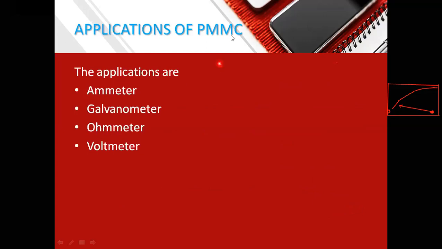Coming to the applications of PMMC, PMMC are used for meters which measure current, galvanometers which measure even small amounts of current, ohm meters which measure resistances, and voltmeters which measure voltage. But they are all useful to measure in DC. Now we can also extend the usage of PMMC to measure AC.